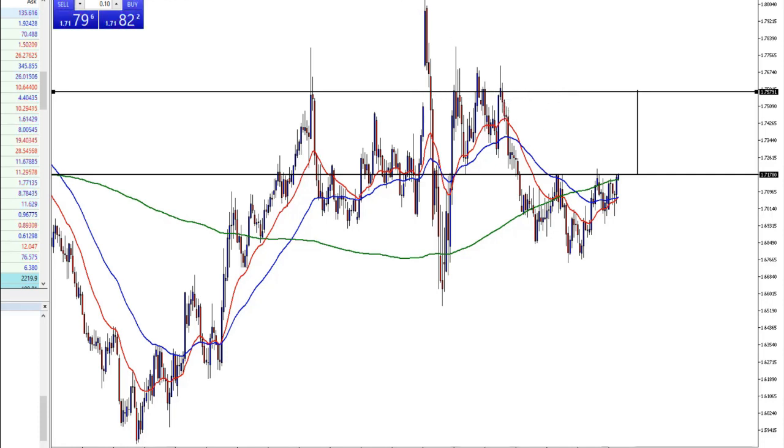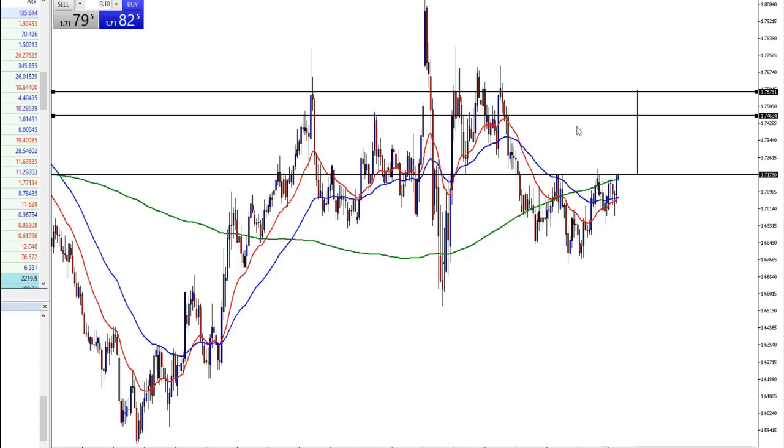So there could be a bit in the pound CAD. Zones to watch would also be this area here. So pound CAD, one to watch, definitely worthwhile putting on your alert list.